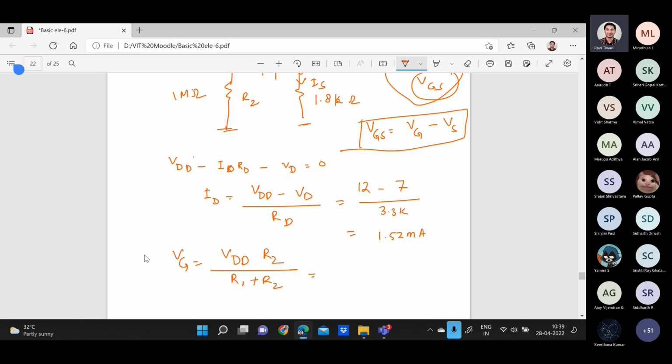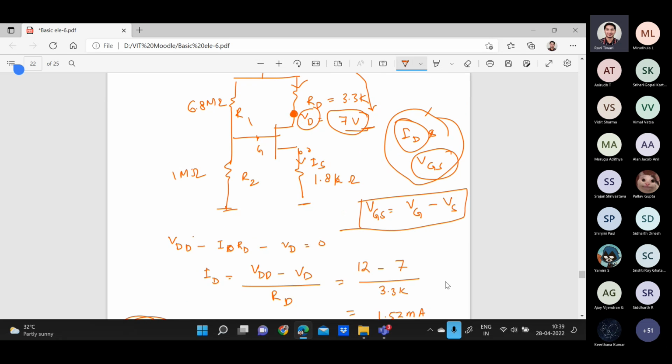This is the VTH as you have calculated in the BJT part. So this is equal to this part. VDD is 12 volt, and R1 plus R2 is 7.8 megaohms and 1 megaohm. So you will get around 1.5 volts. Similarly, you can find out the value of VS.